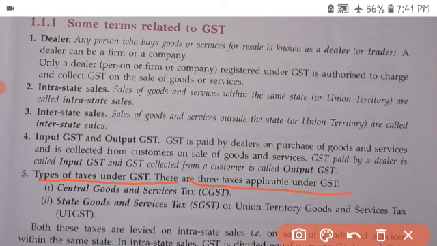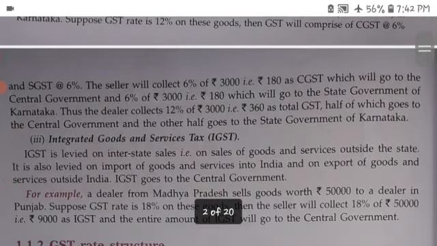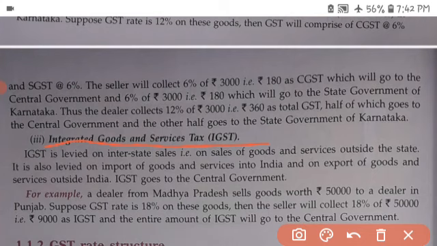Types of taxes under GST. There are three taxes applicable under GST. First is Central Goods and Services Tax, second is State Goods and Services Tax, third is IGST, Integrated Goods and Services Tax. Integrated Goods and Services Tax is levied on interstate sale, that is, on sale of goods and services outside the state. It is also levied on imports of goods and services into India and on exports of goods and services outside India. IGST goes to the central government.